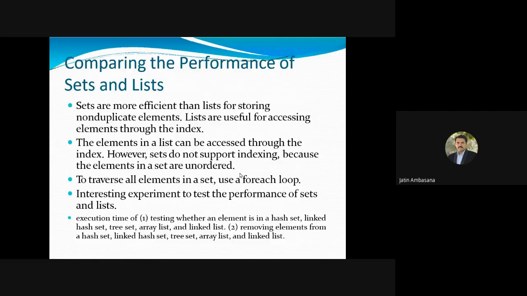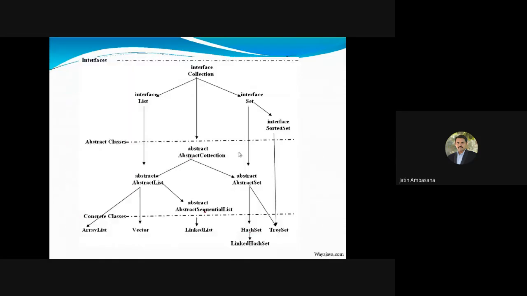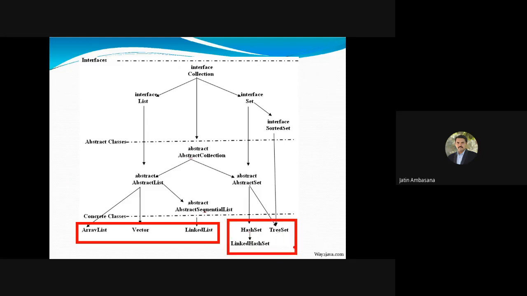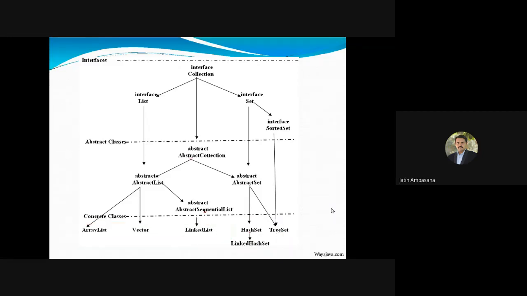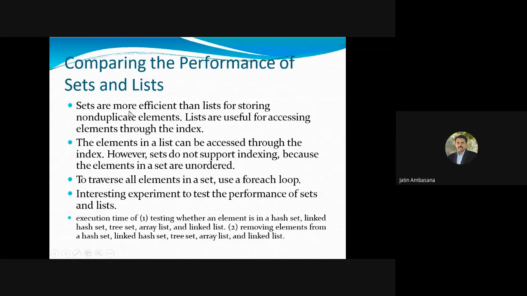Sets. Now let's compare the performance of lists and sets. Normally sets and lists are compared many a time. These are all list classes and these are all set classes, right? Sets are more efficient than lists for storing non-duplicate elements. And lists are useful for accessing elements through the index. This is the power of a list. You can access the elements through an index.